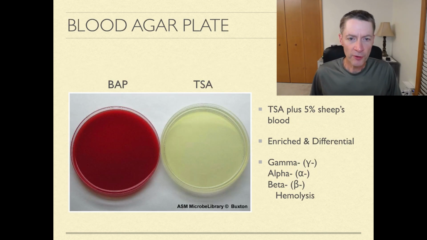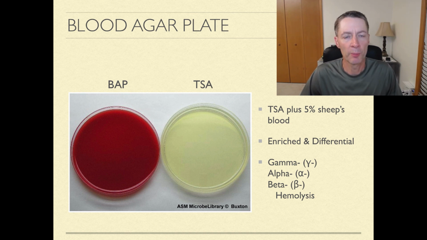So the first unique plate that I want to introduce to you guys is a blood agar plate, and it's just that. It's a plate that has blood in it. Kind of gory, kind of gross to think, right? But there is 5% sheep's blood in this plate over here, this BAP plate. And so it looks very different than a TSA plate.